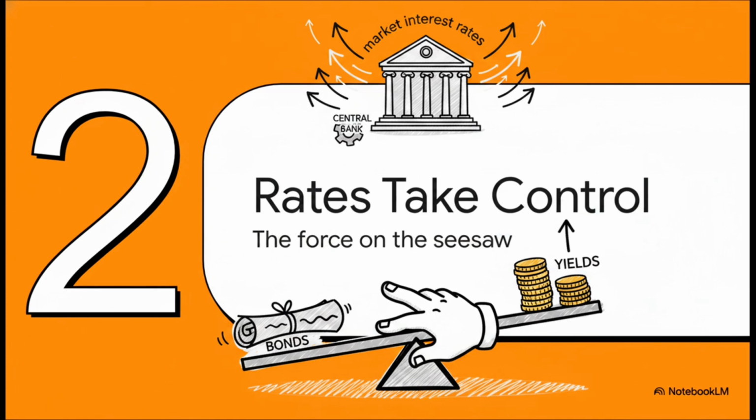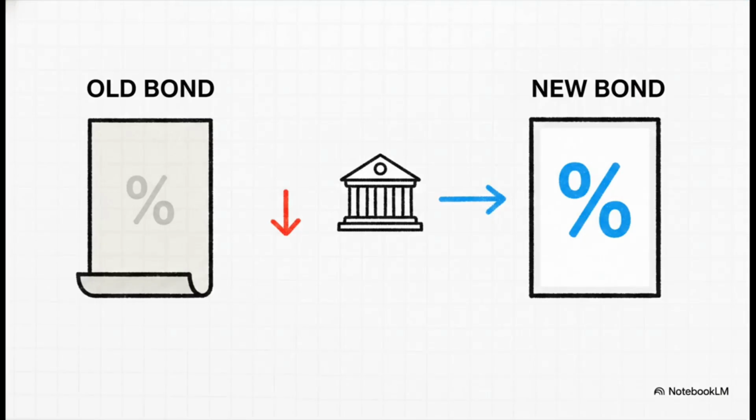But what's pushing on the seesaw? What's this big external force that gets the whole thing moving? Well, that brings us to the big one: market interest rates, the kind that central banks are always talking about. And here is the absolute golden rule. When a central bank raises interest rates, any new bonds being issued from that day forward are going to offer a higher, more attractive payment. And what does that do? It instantly makes all the old bonds with their lower fixed payments look a lot less appealing.